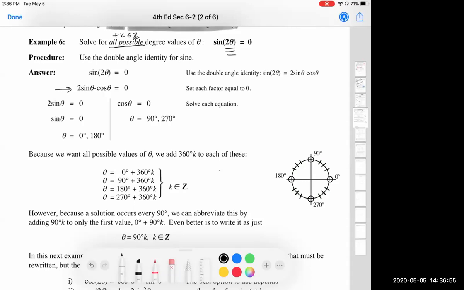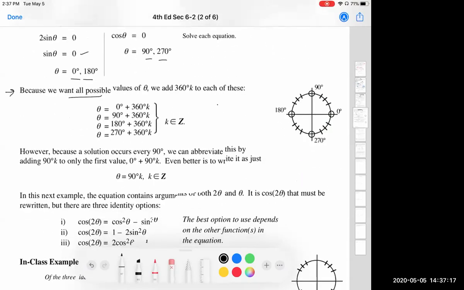And when is sine equal to 0? At 0 and 180. When is cosine equal to 0? At 90 and 270. Almost done. Because we want all possible values of theta, we add 360k to each one of these. So we write down each answer separately and write 360k, where k is an integer.